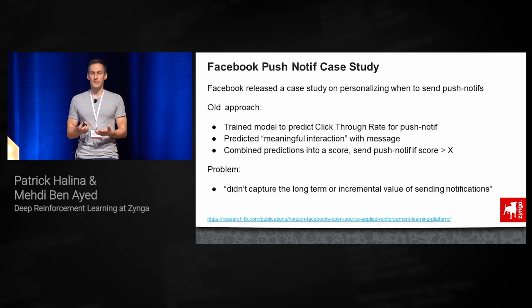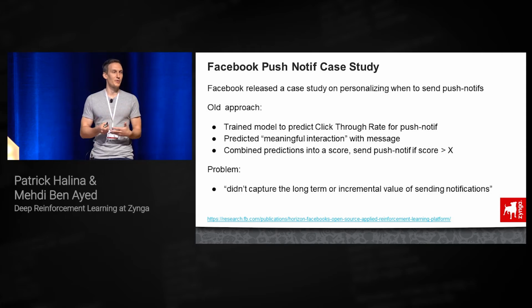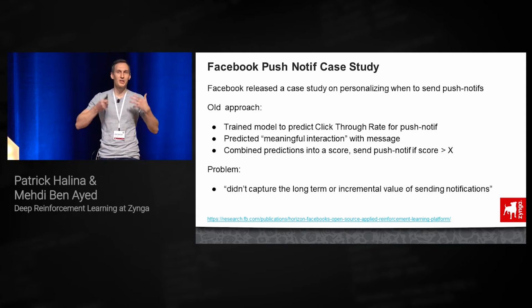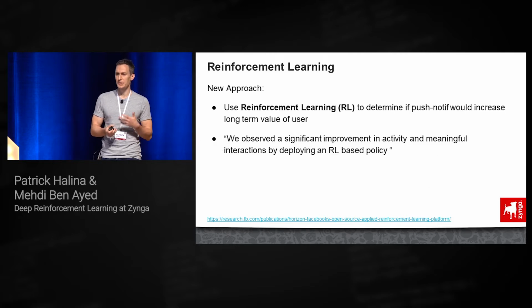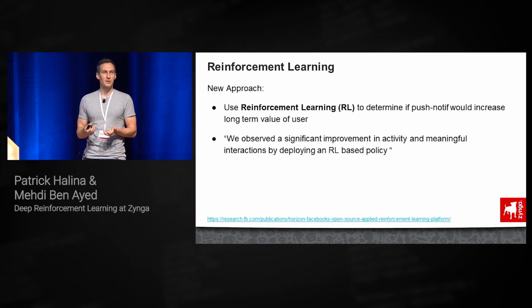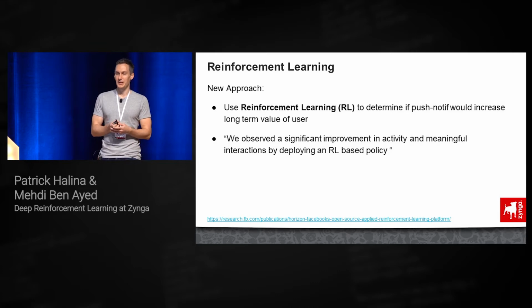And the issue that they found was this might increase whether you'd click on this specific item, but they're not sure about the impact on your long-term engagement. Are you still going to be using this app in a week? Is this really going to help you engage with Facebook more in the long term? So in this case study, they spoke about using reinforcement learning. And the nice thing about reinforcement learning is that it focuses on that long-term reward. They found in this case study that they observed a significant improvement in activity and meaningful interactions by deploying an RL-based policy. And we wanted to follow up on that as well.